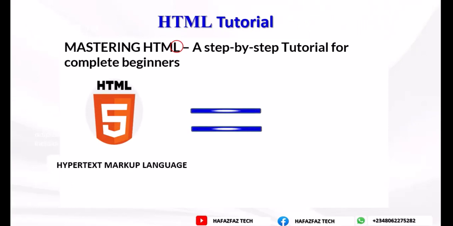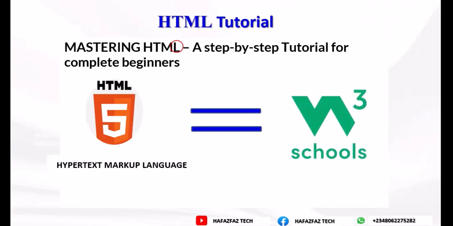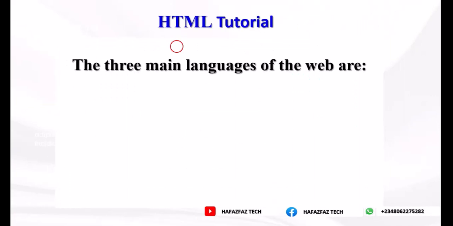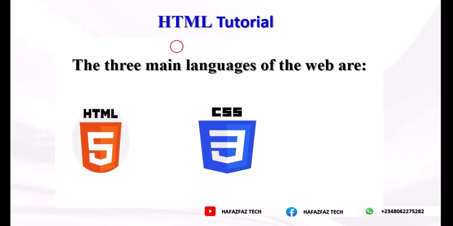So we are starting from HTML, and we will be using the W3Schools content to do this tutorial. Before we get started, you have to understand something, which is the languages of the web. Basically, we have three main languages of the web, which are HTML, CSS, and JavaScript. HTML is an acronym of Hypertext Markup Language. CSS is Cascading Style Sheets, and the third one is JavaScript.